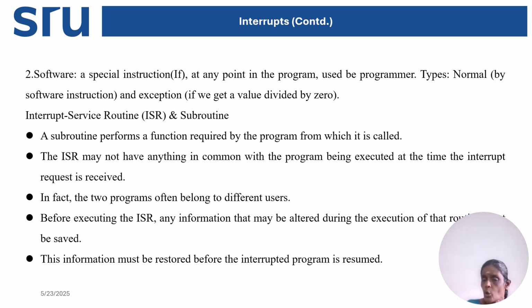So in coding, if it is written, it is software. It occurs by writing the code by the user or programmer. So the normal types of software instruction or execution errors occur if we get a value divided by 0. Divided by 0 means a value should equal 0 by any other value; if we get that, then it is wrong, and that is exceptional. For that we use some formulas in mathematics.